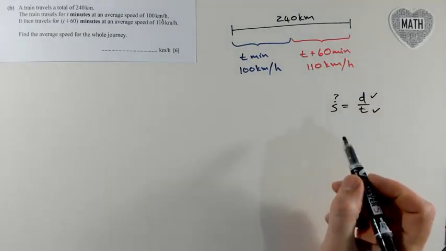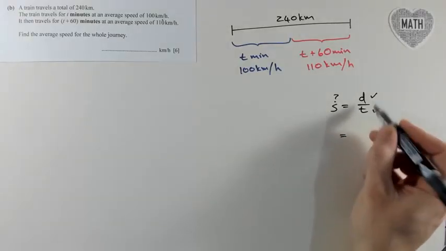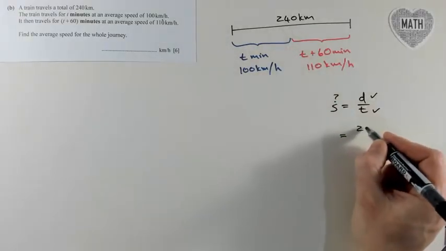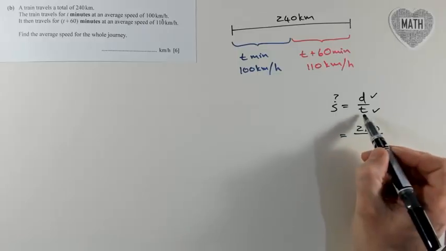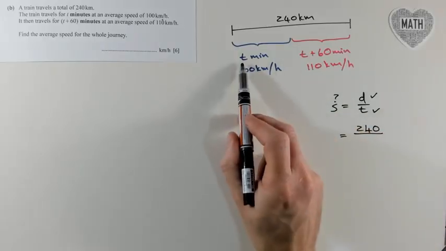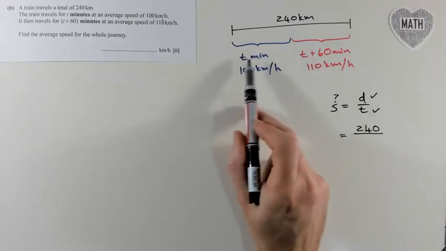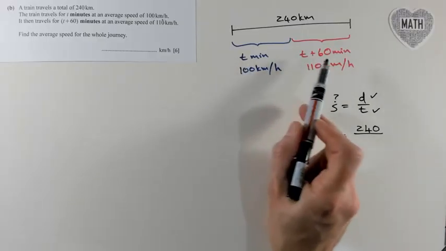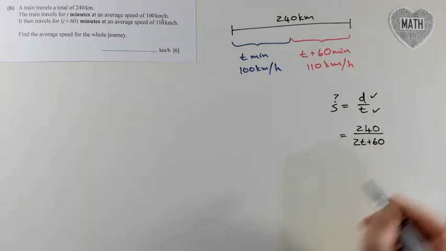So I should have a distance and I should have a time. Now, let's just write this out. Speed is distance over time. The distance is easy. That's 240. And the time is, well, they're giving me time in minutes. So this time plus that time plus 60 minutes. So basically it's t plus t plus 60, so it's going to be 2t plus 60.